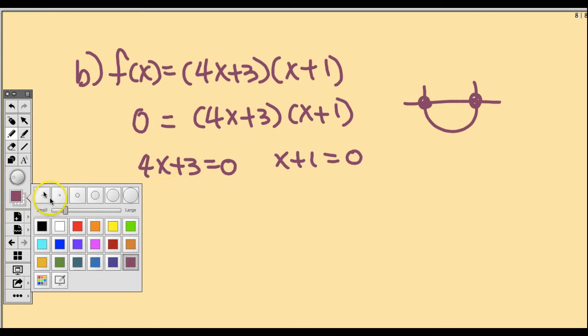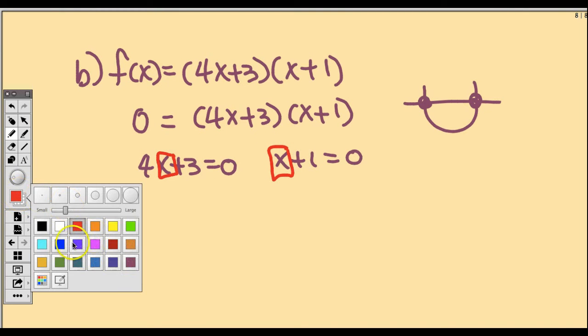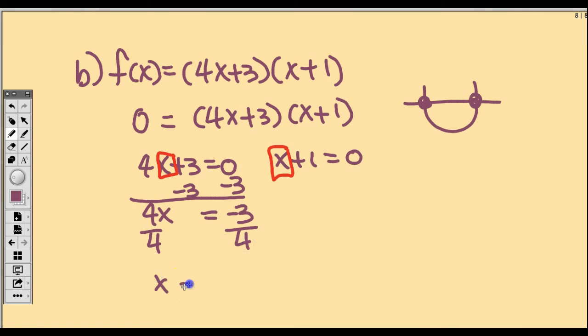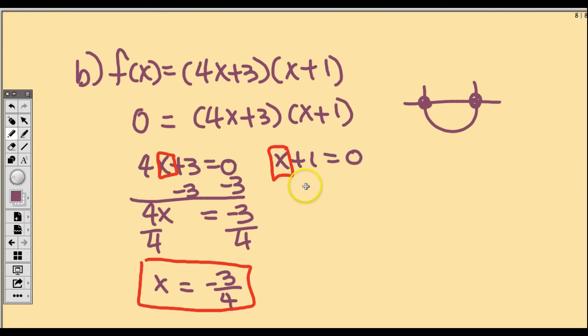So then from here it's pretty obvious. You want to find out what x is equal to. So then you solve for x. Subtract 3 from both sides of the equal sign. So you get 4x is equal to negative 3. And then you're going to divide both sides by 4. So x is now equal to negative 3 over 4. And that's going to be your first answer, right? Now with this part over here, it's much easier. It's a one-step equation, so you're going to subtract 1 from both sides. So now x is equal to negative 1.